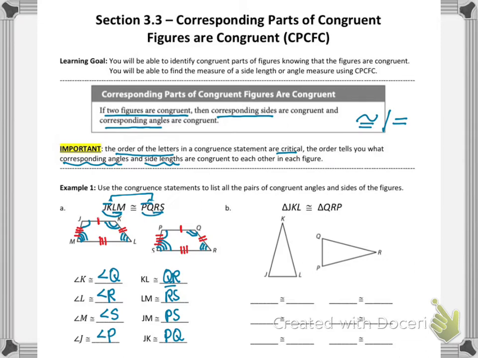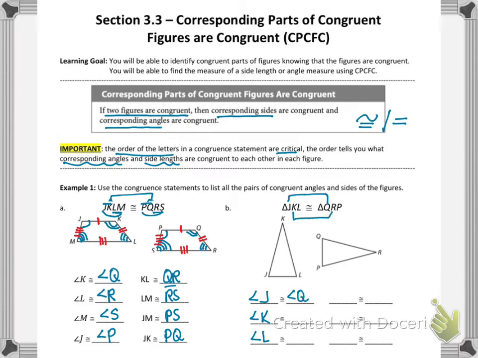So when they ask you to list all of the congruent parts, remember that there's two triangles in this case. That means there's 3 pair of angles and 3 pair of sides. So I'm going to go ahead with the angles first. If I said angle J, angle K, and angle L, so that's going to cover all the ones in the first triangle. J is going to go with Q.